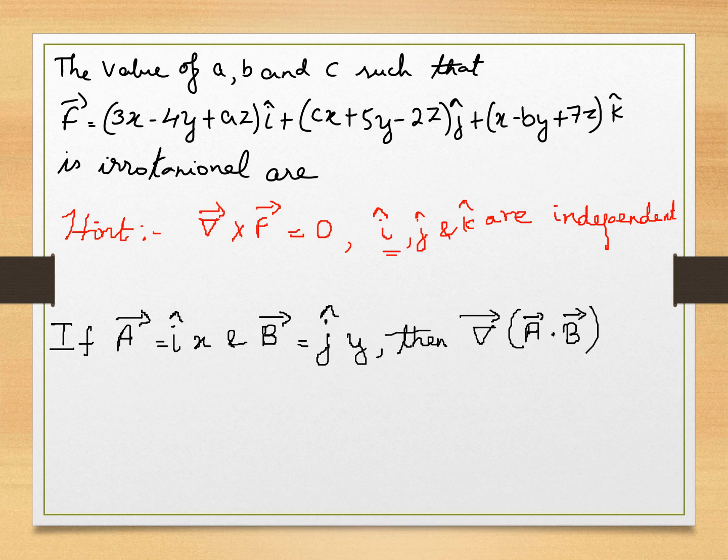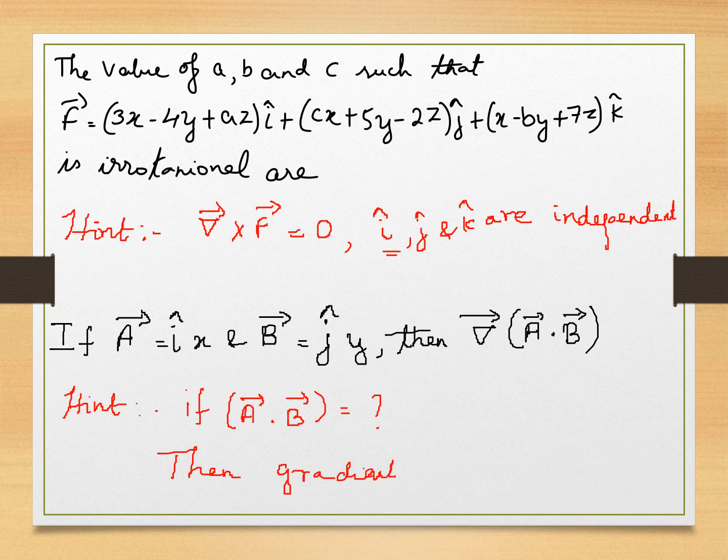So first we should determine this A dot B. First find this one. Then the gradient of A dot B. You have to find the gradient of A dot B, not divergence. Remember this one. So let's see tomorrow then.